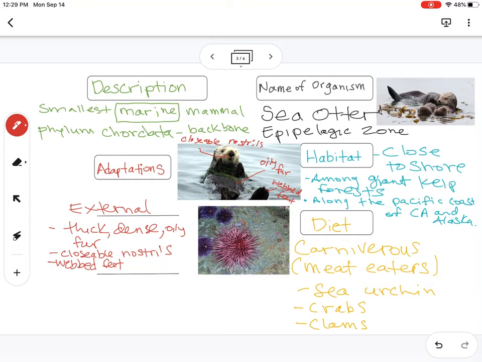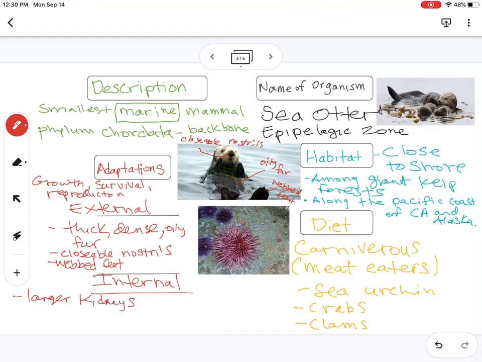Okay? So not only do they have adaptations, and this is for growth, for survival and reproduction. And not only do they have external adaptations, they also have internal, on the inside, internal adaptations. Well, what are some of those? Well, they have larger kidneys, and kidneys actually filter your blood. So they have larger kidneys, and those kidneys filter the salt water, actually.